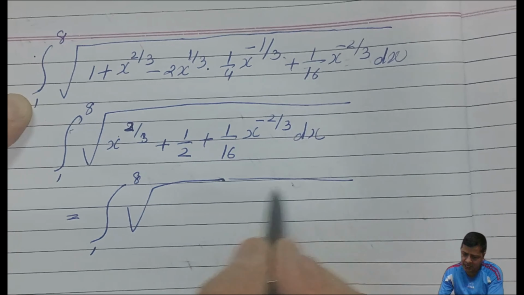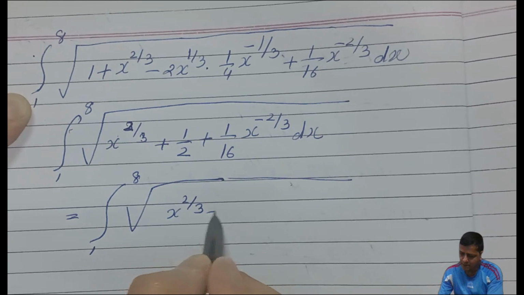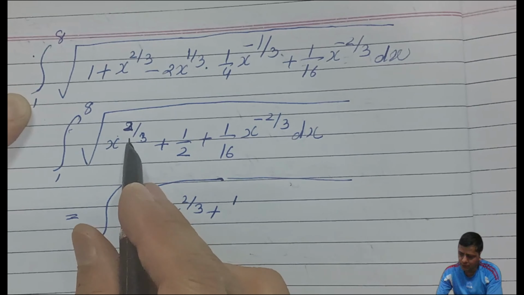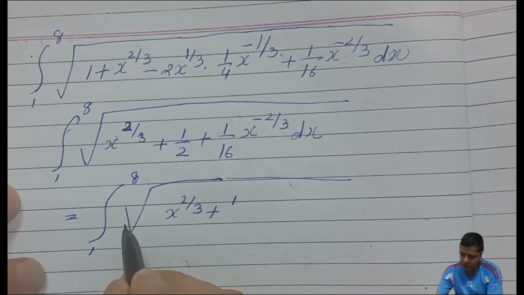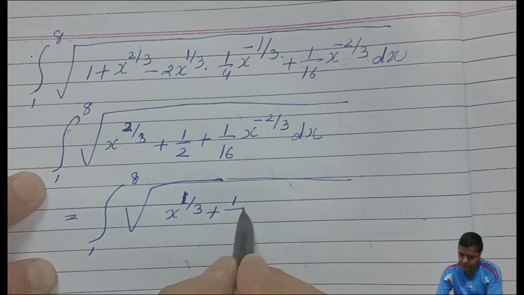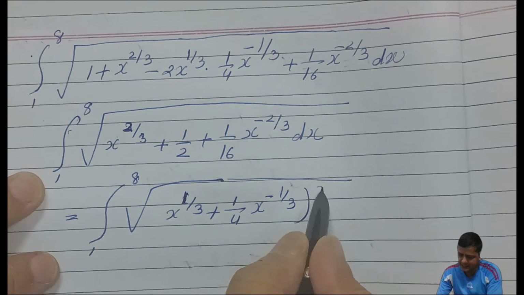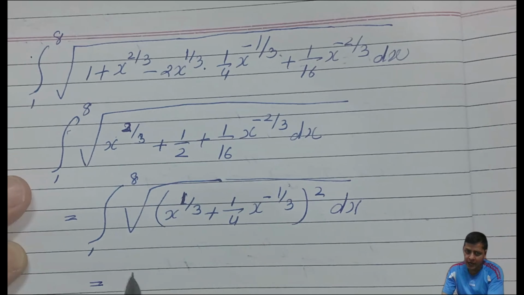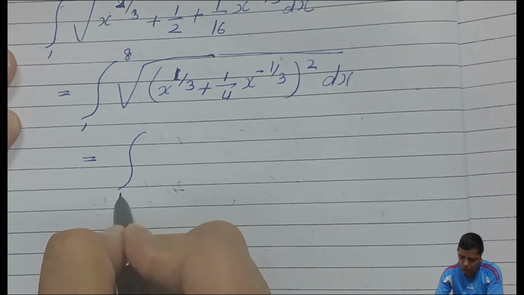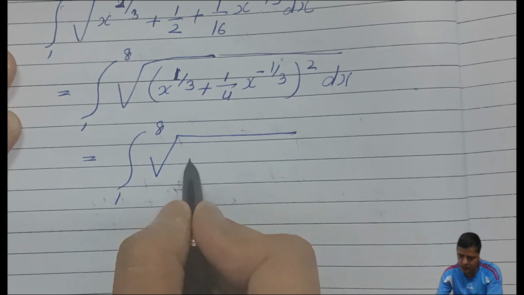Then again, we go for simplifying this, and we get it in the form of the same square we had before. So here, you will get x to the power of 1 by 3 plus 1 by 4 x to the power of minus 1 by 3, whole square, dx. This is further simplified, making it easier, in the form of a plus b whole square.